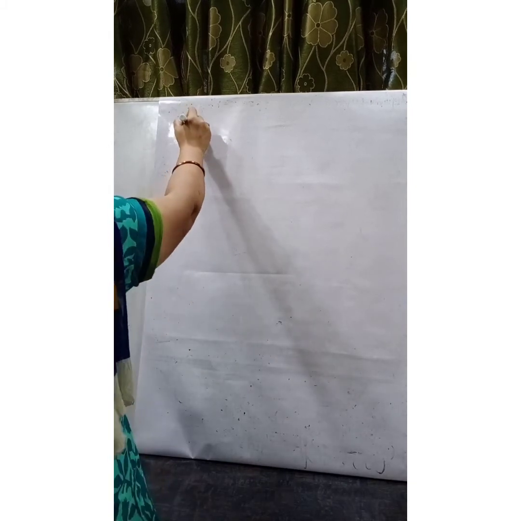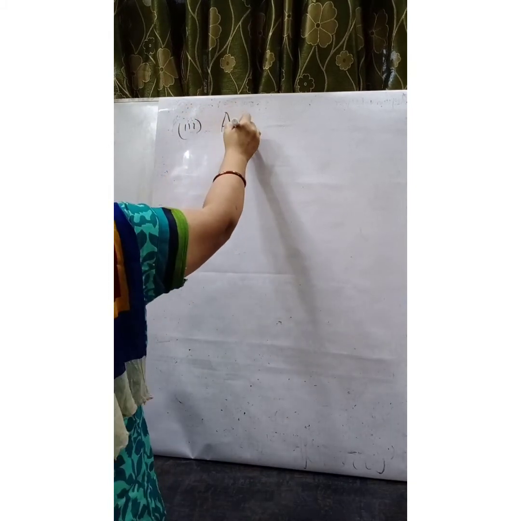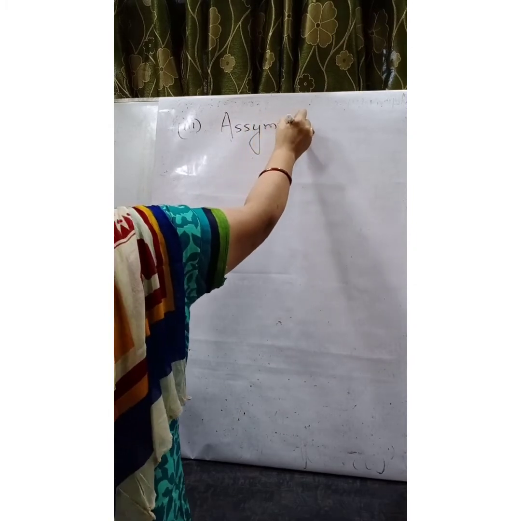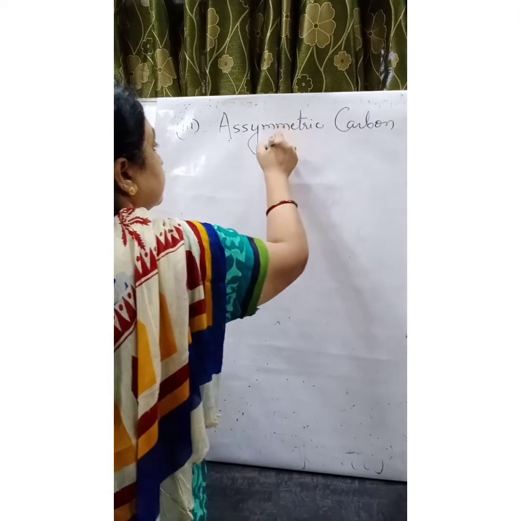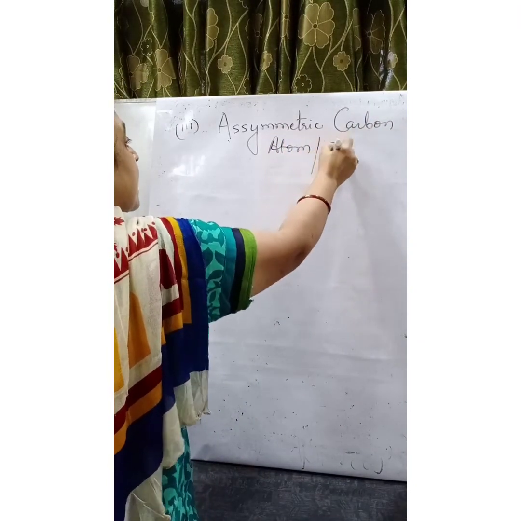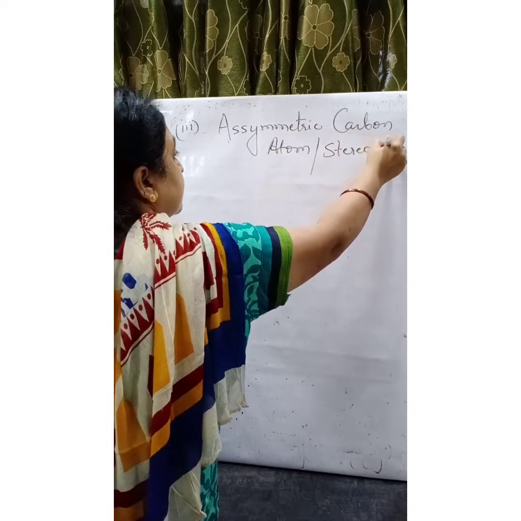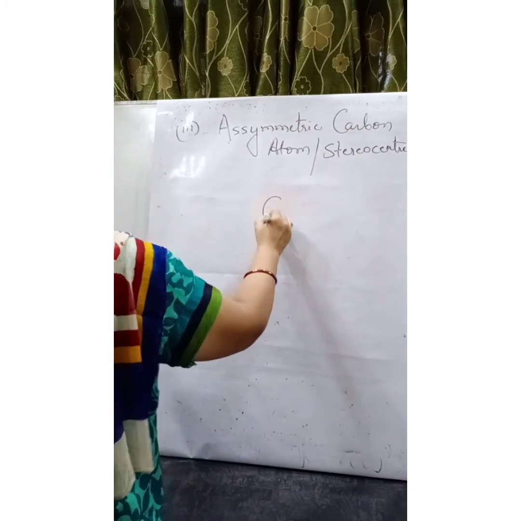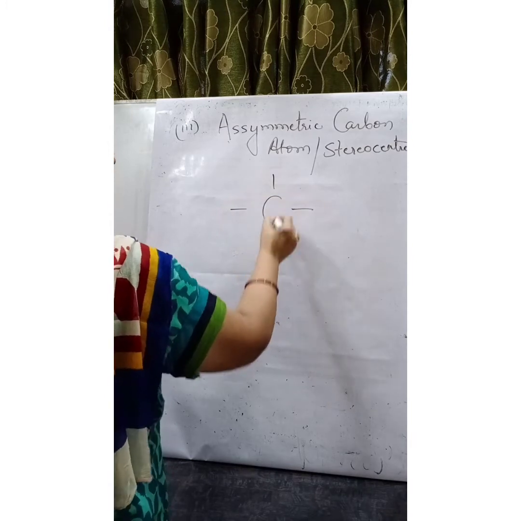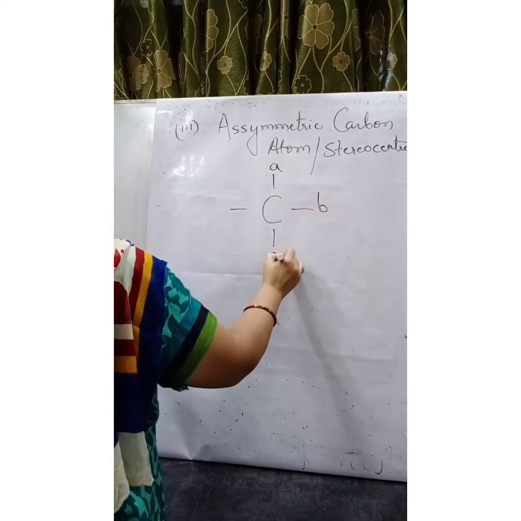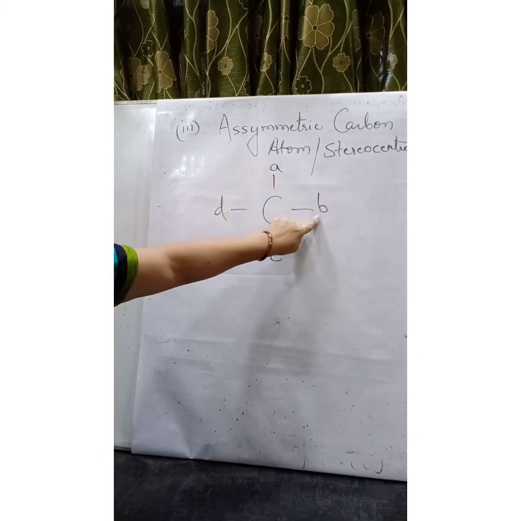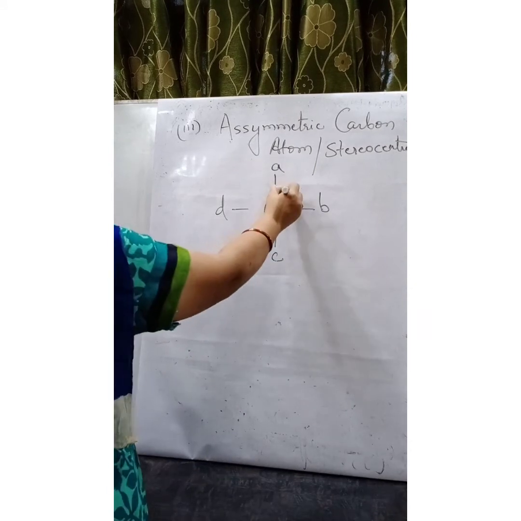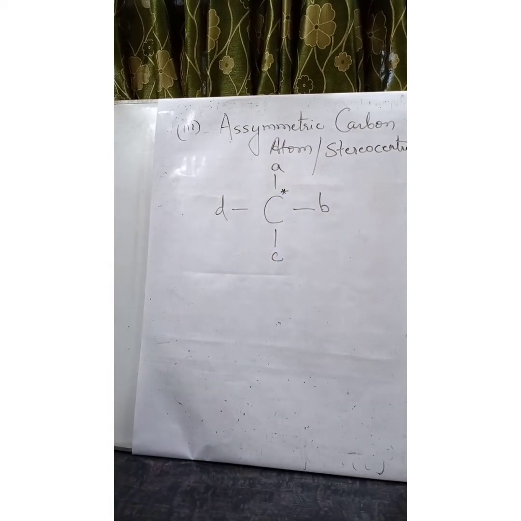The next term is asymmetric carbon atom, which is also known as stereocenter. You know that carbon atom can form 4 bonds. When all the 4 groups attached to carbon atom are different, then this carbon is known as asymmetric carbon atom or stereocenter.